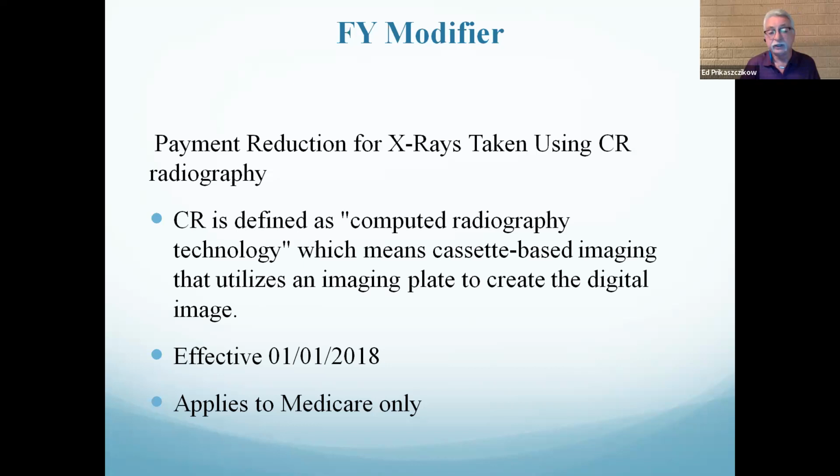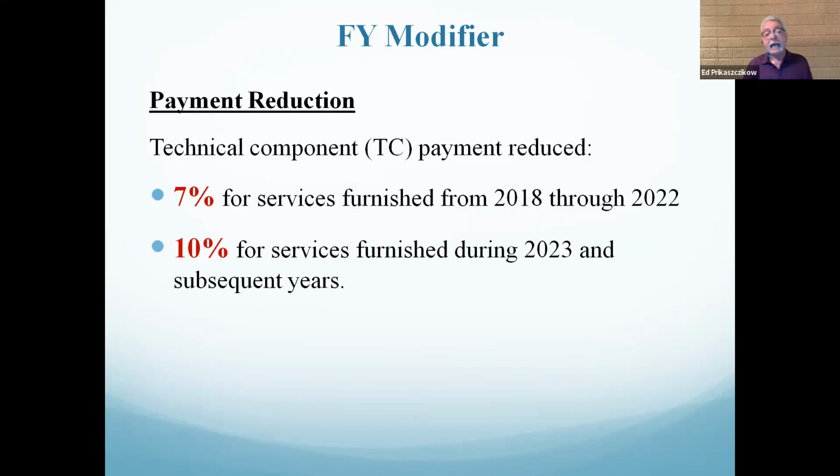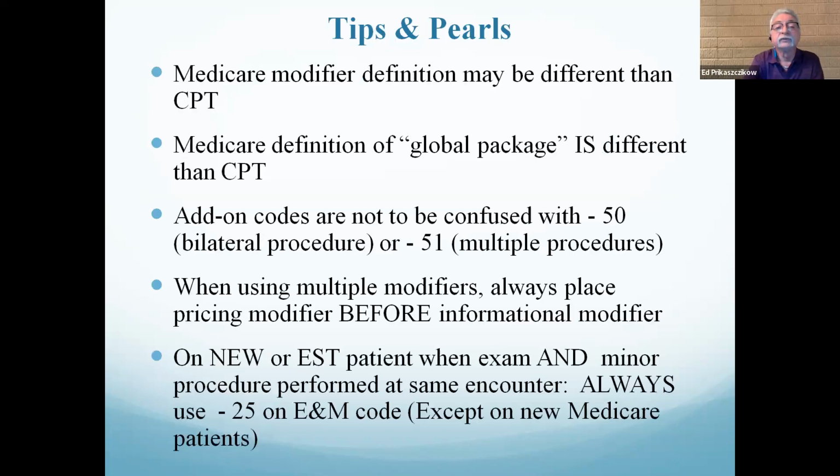Okay. Now, then they added another one the next year for the CR, computed radiography, which is still a cassette-based imaging that utilizes an imaging plate to create the digital image, and it's not a direct digital image. It's more or less indirect. And Medicare is going to nail you for that, like the Medicare Advantage plans are. And it had been 7% for the technical component until this year when it jumped up to 10%.